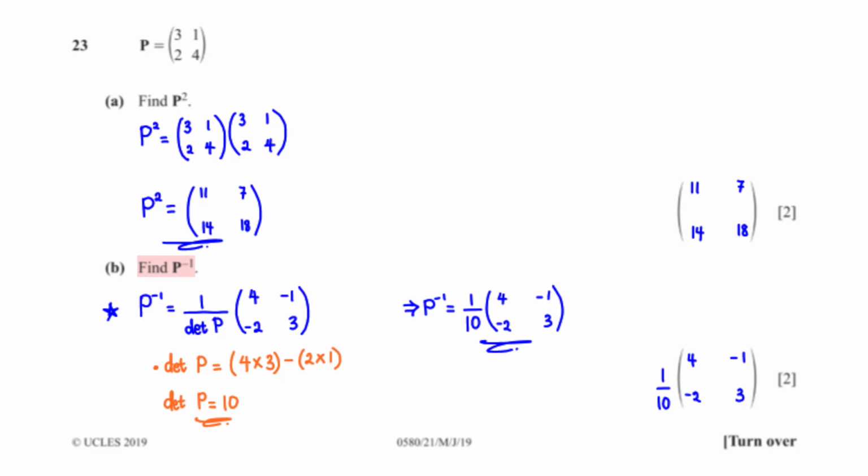Find P inverse. So to find the inverse of the matrix P, we first of all need to find the determinant of the matrix P. Then we also need to swap the positions of the values in the major diagonal of the matrix and negate the values in the opposite diagonal of the matrix. And by doing that, we get 4, -2, -1, 3. To find the determinant of the matrix P, that is 4 times 3 minus 2 times 1, and that is equal to 10. So P inverse equals 1/10 times 4, -2, -1, 3.